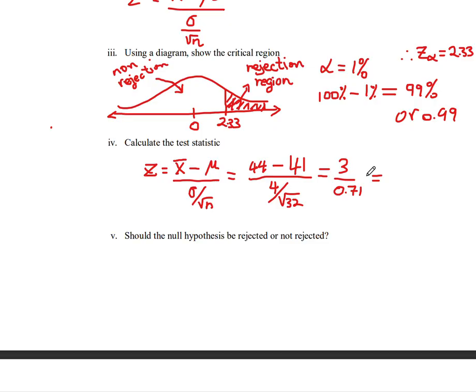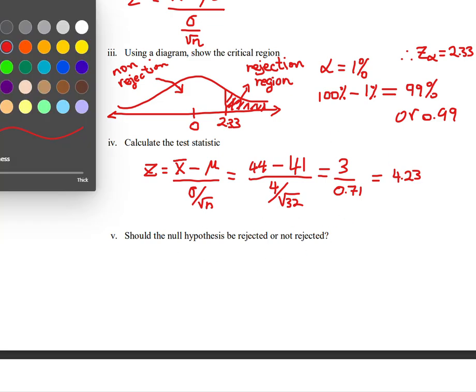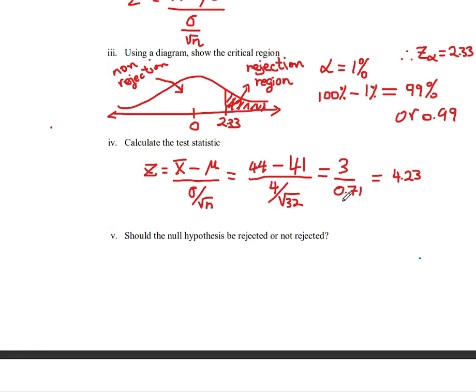That's 4 divided by the square root of 32, and then we're going to divide 3 by 0.71. And when we divide 3 by 0.71, we get roughly 4.23, again rounding to the second decimal place. You can generally round to the second decimal place for these problems, unless otherwise specified in the question. Now, what we realize is that the calculated value of the test statistic here is 4.23.